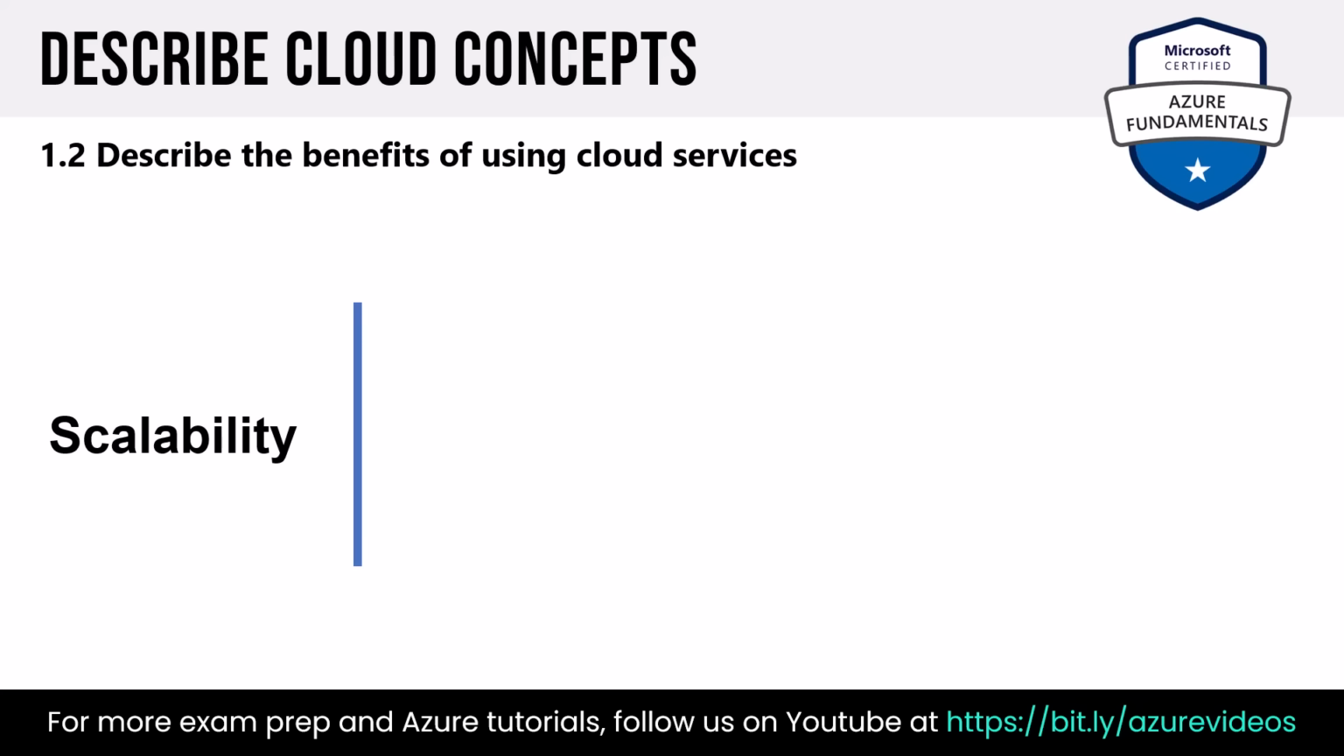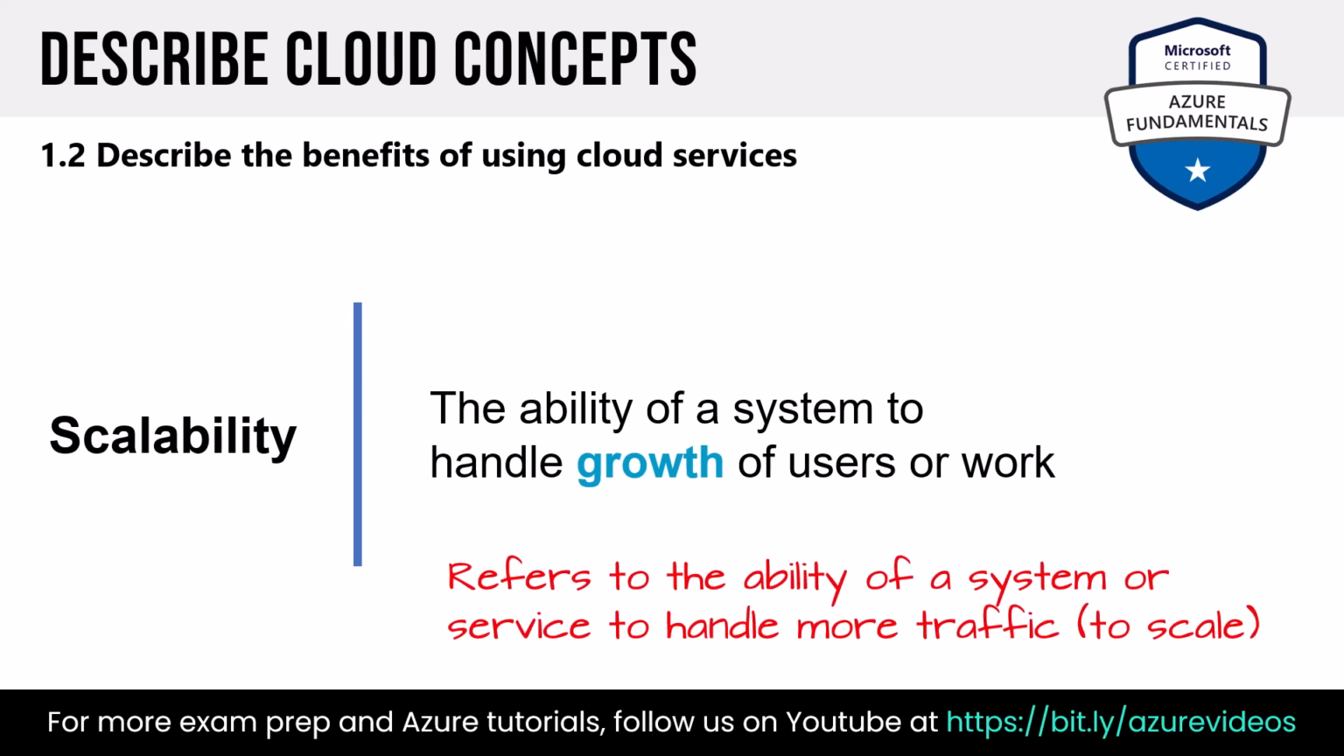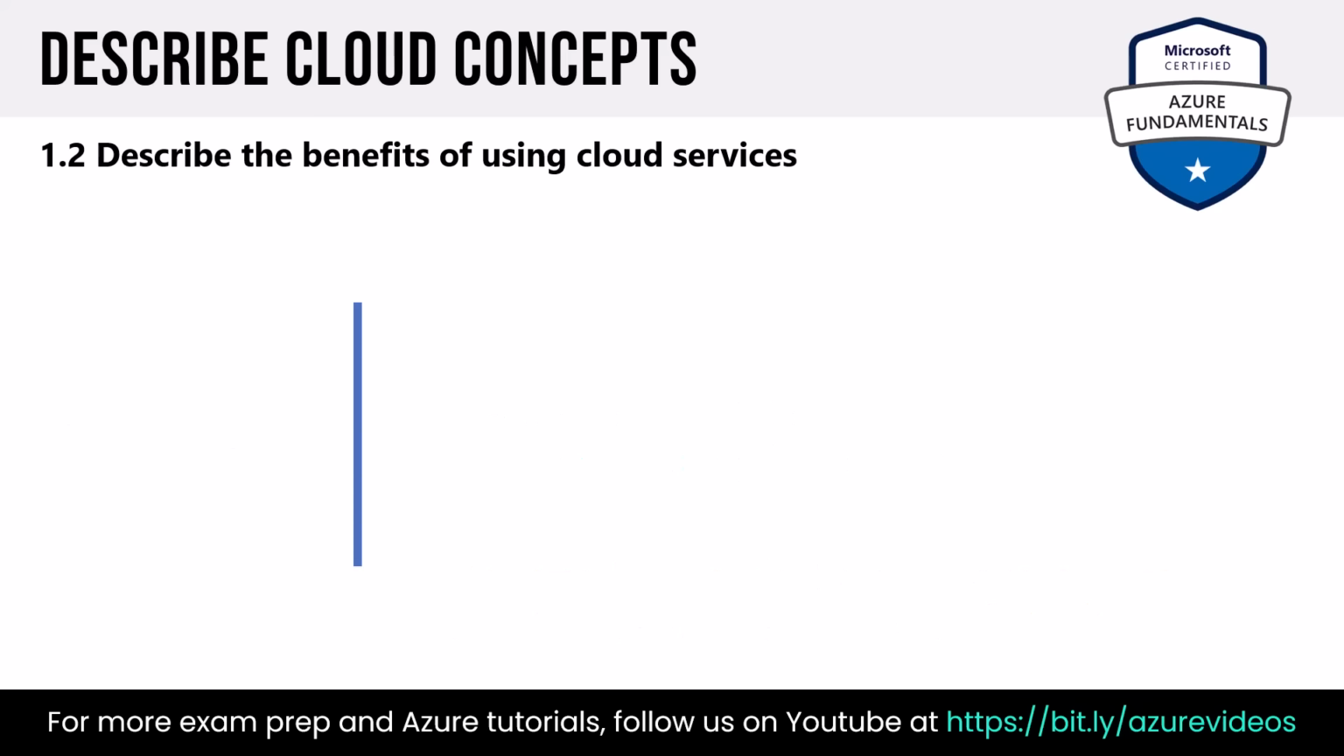And then we have scalability. So scalability speaks to the ability of a system to handle growth of users or work. It refers to the ability of a system or a service to handle more traffic, to scale, essentially, whether that's scaling up or scaling out. And we'll talk about scaling up versus scaling out a bit later in this session as well.